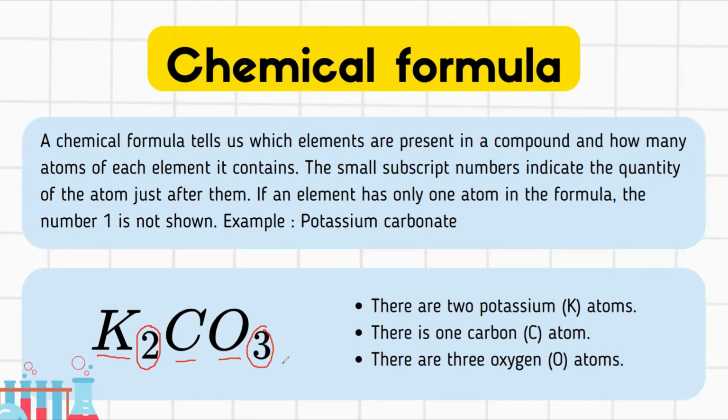How many atoms are there? Now you might ask, then why doesn't carbon have any subscript number after it? Well, carbon has only one atom in this chemical formula. And if an element only has one atom in the formula, then the number 1 is not shown. It is just unnecessary to show the number 1. So you don't have to worry about that. Let's move on to the next topic.